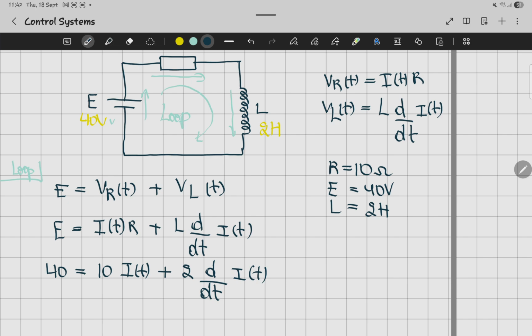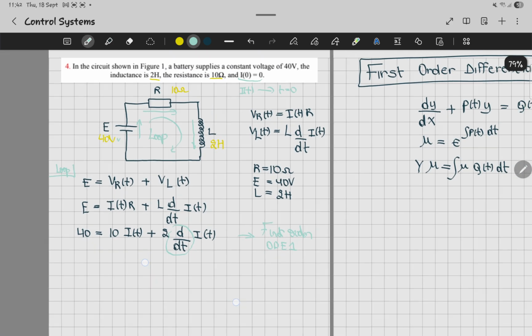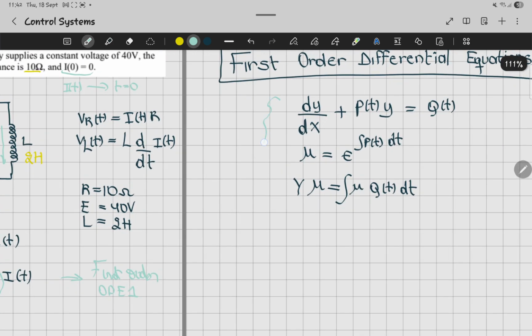In this equation, you can see what order we're working with. We actually have a d/dt, meaning it's a first order equation. Like a first order ODE, you can just say ODE 1. That is what we have here. So we're going to use the formulas that you see here, and in order to use them, we need to write our equation in this form.